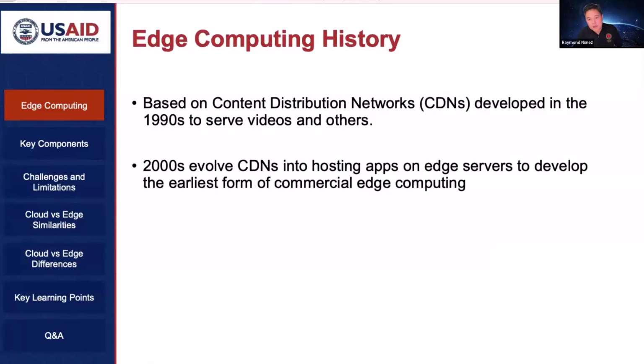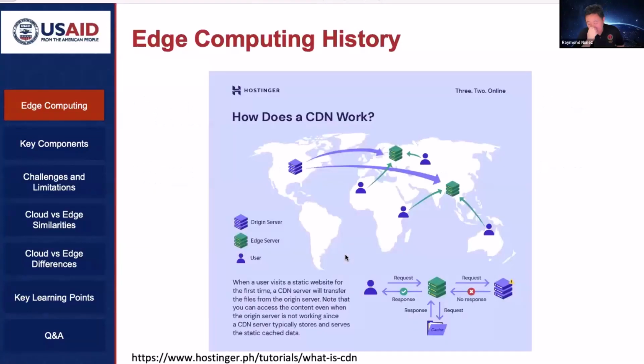So history: edge computing is based on content delivery networks, developed in the 1990s to serve videos and others. In the 2000s and until now, these CDNs evolved into hosting apps on edge servers, to develop the earliest form of commercial edge computing. What's happening here is like this graph from Hostinger.